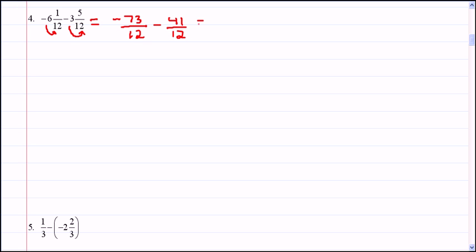Both denominators are 12, so I have -73 minus 41 over 12. -73 minus 41, if I do keep change change, it's now -73 plus a -41, which is equal to -114 over 12.